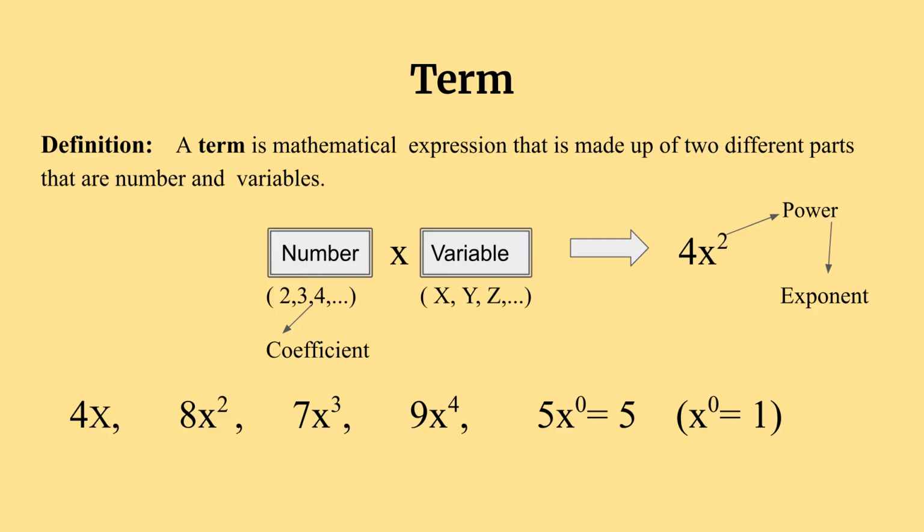Now we write other terms like 4x, 8x squared, 7x cubed, 9x to the 4. And we also write 5x^0. Do you know that any number raised to the 0 power equals 1? It is not a variable. It has no effect on the value of a term. We can ignore it. It becomes a constant term, as 5x^0 equals 5. It is a constant term because there is no variable.